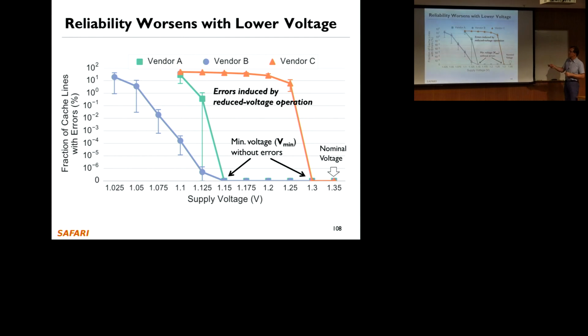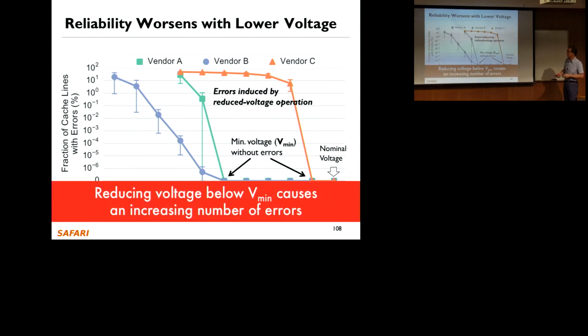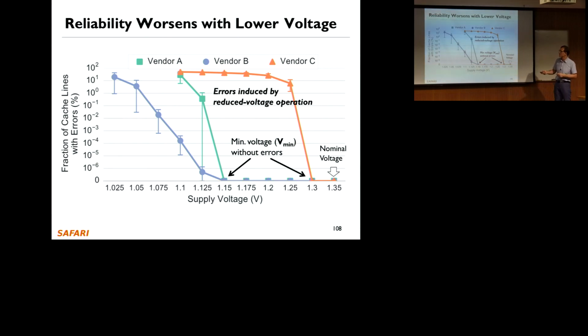And you see the errors that are induced by reduced voltage operation. And clearly, reducing the voltage below Vmin causes an increasing number of errors. And at some point, you get things that are rife with errors. So this is expected, I think, but there's a lot of heterogeneity here also.